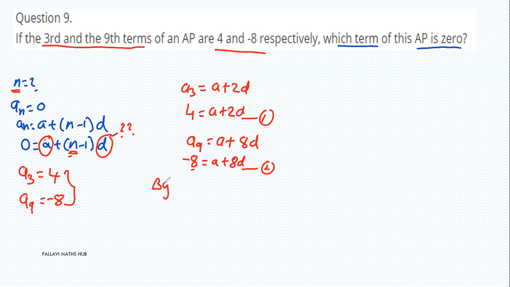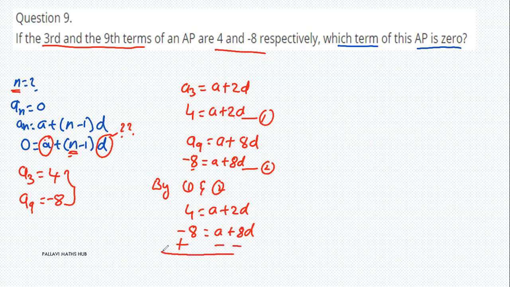By using equations 1 and 2, find out the value of A and D. So 4 is equal to A plus 2D, and minus 8 is equal to A plus 8D. Your minus is there, so here it will become plus, and your plus will become minus. The next step, 4 plus 8 is 12, is equal to plus A minus A gets cancelled, 2D minus 8D is minus 6D.